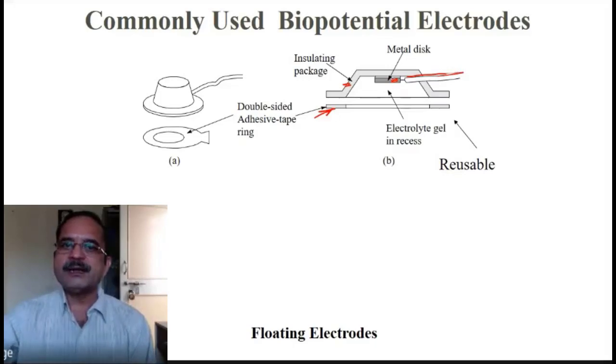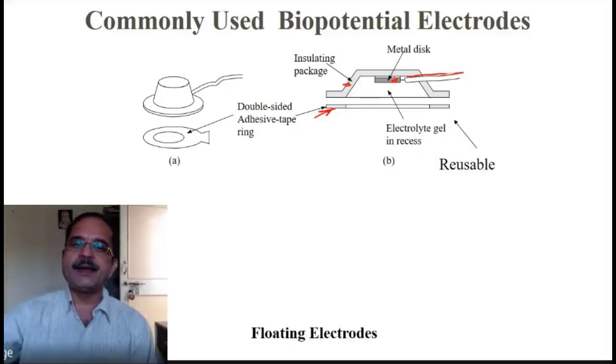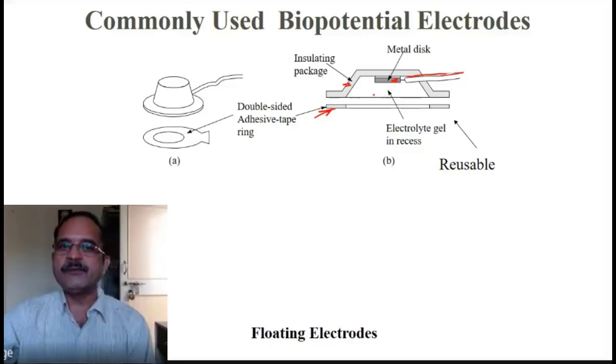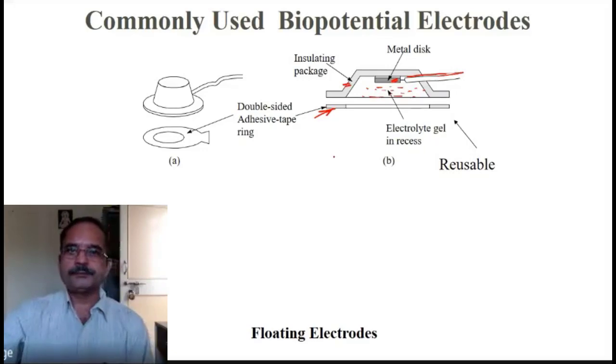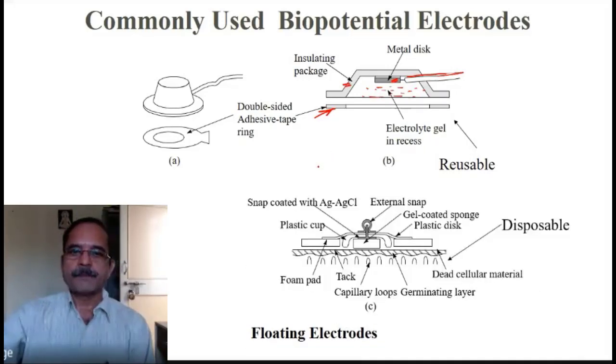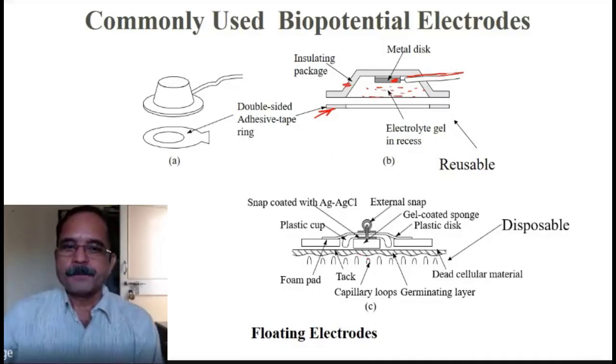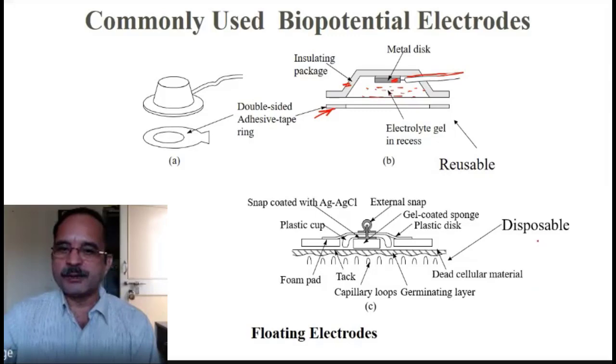Now, as I said, this metal is not directly connected to the skin, so in between there is an electrolyte here. This metal is actually swimming in the electrolyte, that's why it is called a floating electrode. The bottom double-sided adhesive tape is a disposable one.